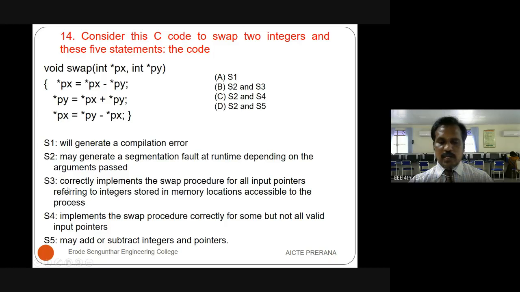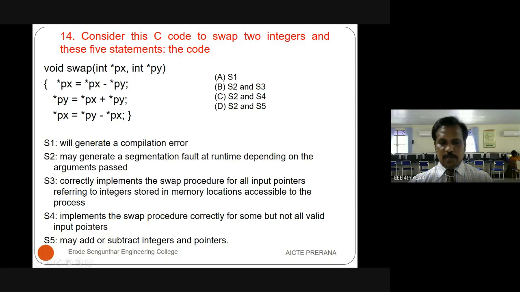Second option. The third one correctly implements the swap procedure for all input pointers referring to integers stored in memory locations accessible to the process. So you may give any number of values here. Based on the input value, it works fine. That is the 3rd option.